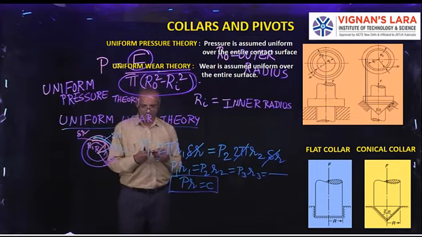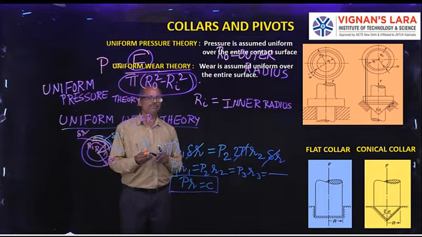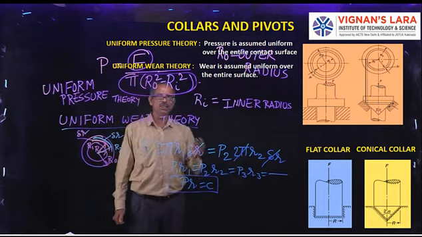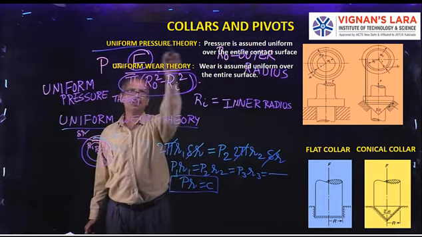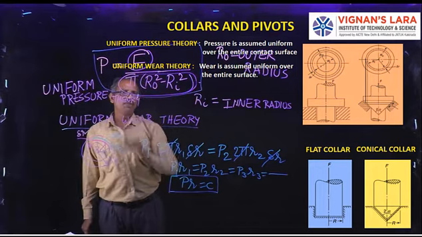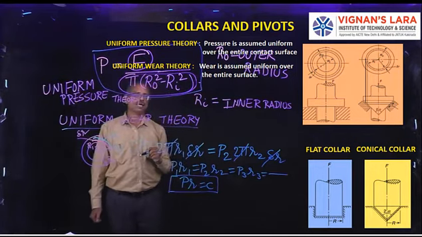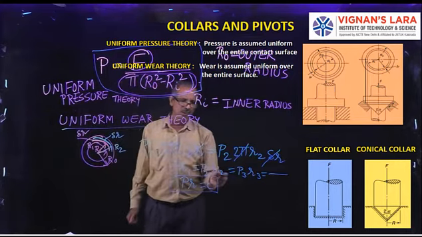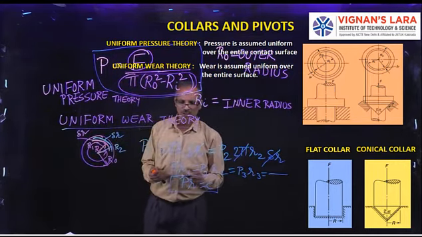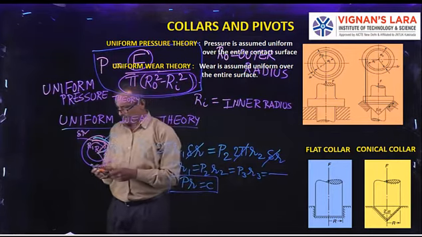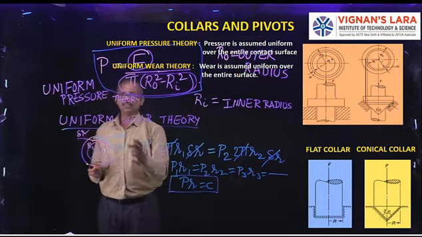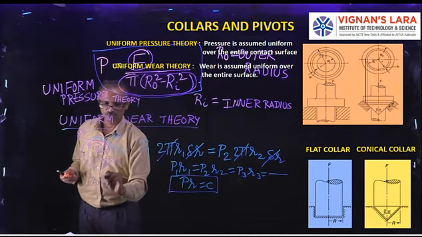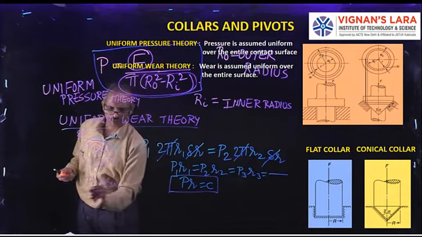So these are the two theories: one is uniform pressure theory and the other is uniform wear theory. In case of uniform pressure theory, we assume pressure is constant, so the equation for the pressure is P equal to F by pi times R naught square minus Ri square. Whereas in case of uniform wear theory, the basic equation is PR equal to C, that is, pressure into radius is constant. Then how do we find the pressure in case of uniform wear theory?